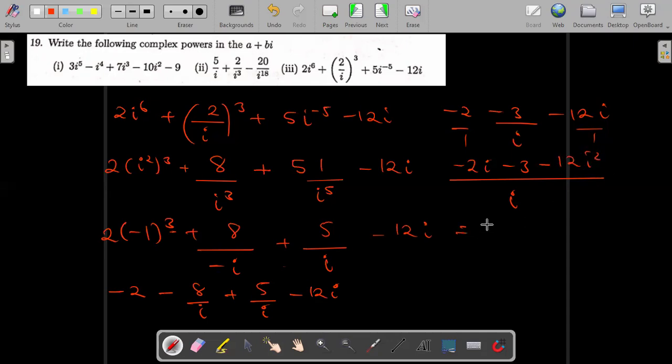Then this here means it's going to give me negative 2i like that. Then you have this i squared becomes negative 1. The negative 1 multiplied by that gives us a positive. So this would be positive 12. So I can add this part, of course, divided by i.